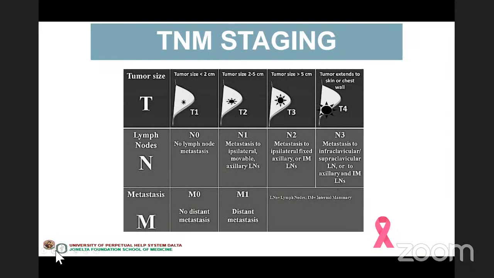Staging would be as such. It would be dependent on your tumor size. It would be dependent on your lymph nodes. It would be dependent on whether there's distant metastasis or not.